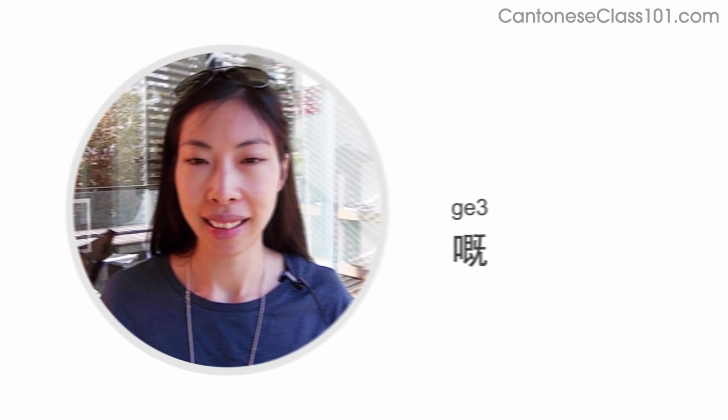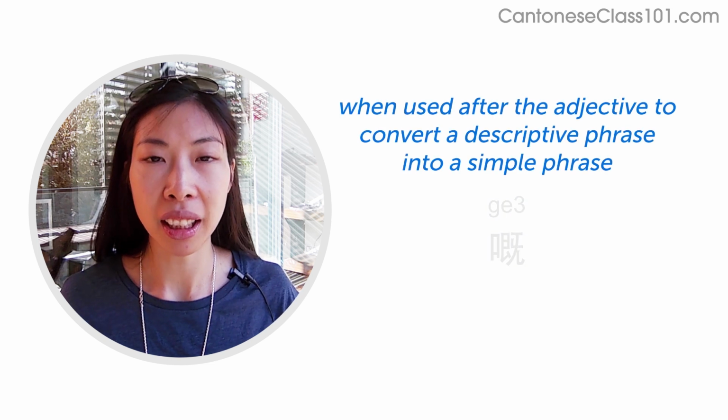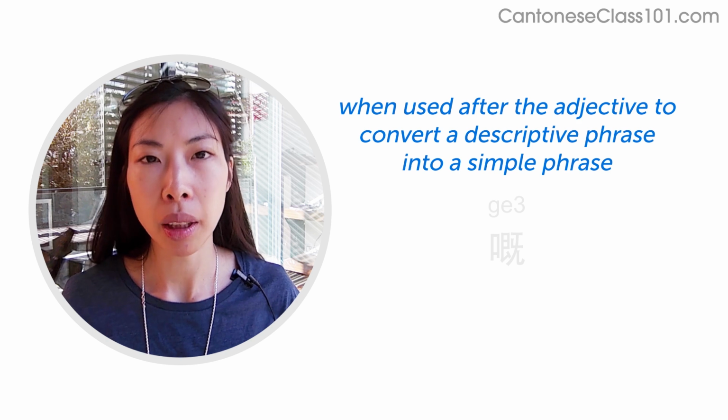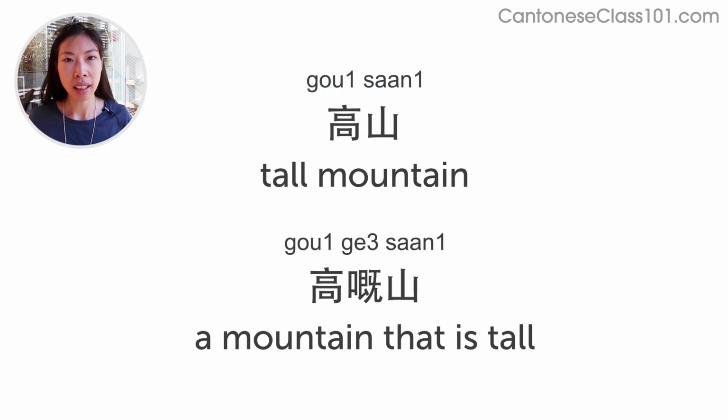Now, why is ge omitted in some cases? Ge usually can be omitted when it is used after the adjective to convert a descriptive phrase into a simple phrase. For example, you can say 高山, tall mountain, instead of 高嘅山, a mountain that is tall.